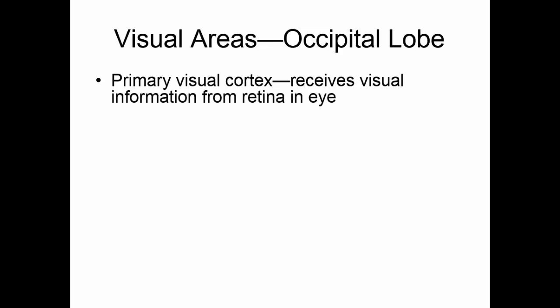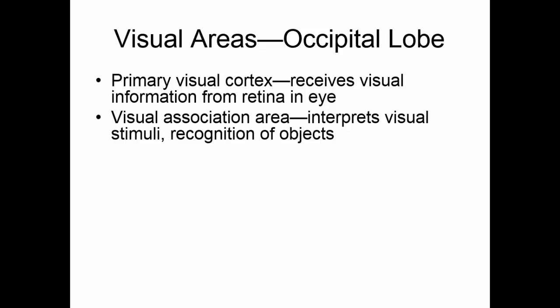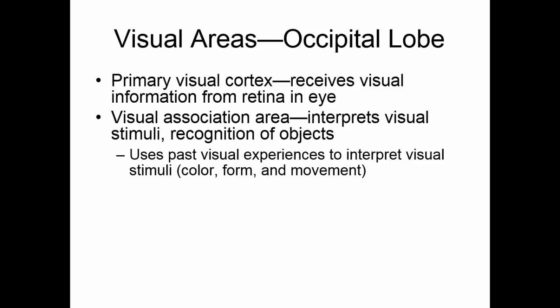The visual areas are found in the occipital lobe. The primary visual cortex receives visual information from the retina of the eye. The visual association area then interprets that visual stimuli. We are able to recognize objects. We're going to use past visual experiences to help interpret the current visual stimuli: color, form, movement. When you look at something that you don't recognize, you start thinking about all of the things it looks like, and that is how you eventually identify the object that you're viewing.